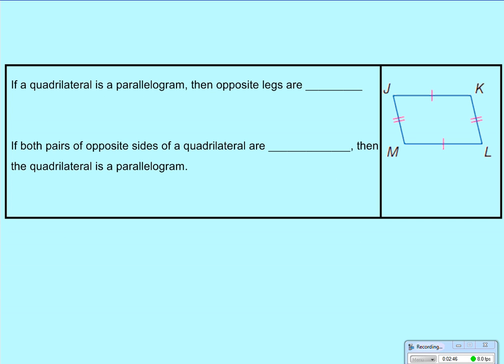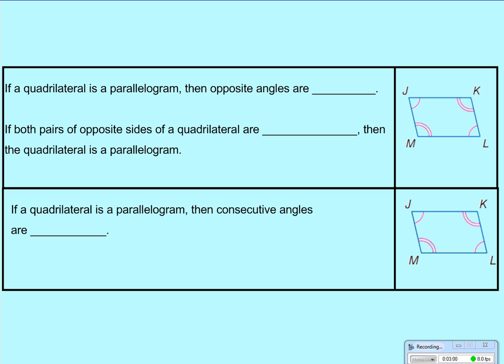All right, so kind of working backwards into an if-then statement. If the quadrilateral is a parallelogram, then the opposite sides are congruent. And if both pairs of opposite sides of a quadrilateral are congruent, then the quadrilateral is a parallelogram. So, if a quadrilateral is a parallelogram, then opposite angles are congruent. And if it's a parallelogram, then consecutive angles are going to be supplementary.